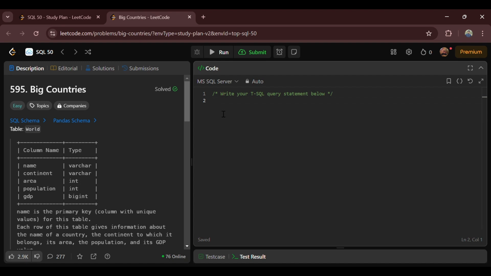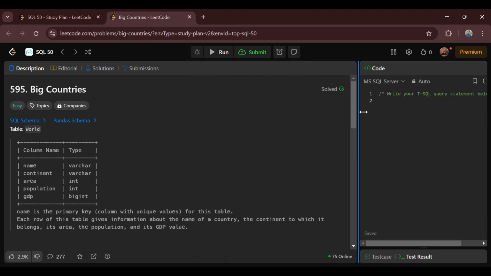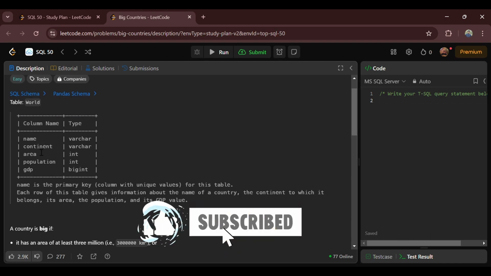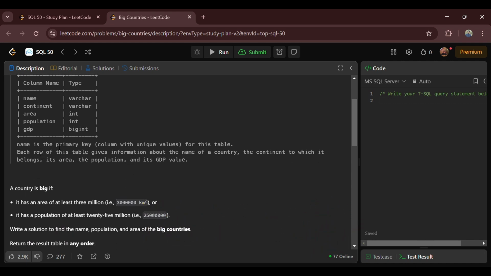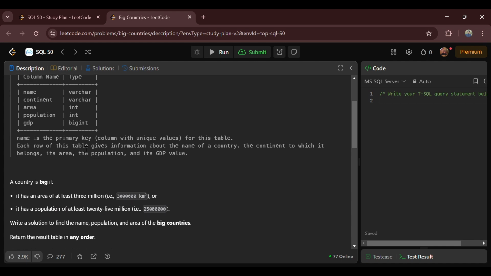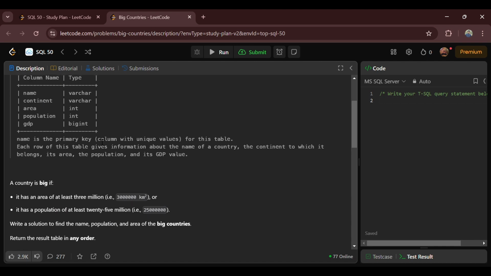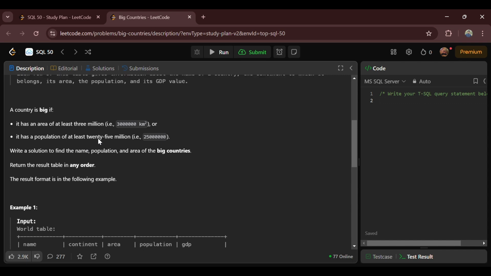So today's question is Big Country, right? We have one table. The table name is World, and there are a total of 5 columns, and out of these, name is the primary key. I hope you have an idea about primary key. A primary key is nothing but a column with unique values, right?